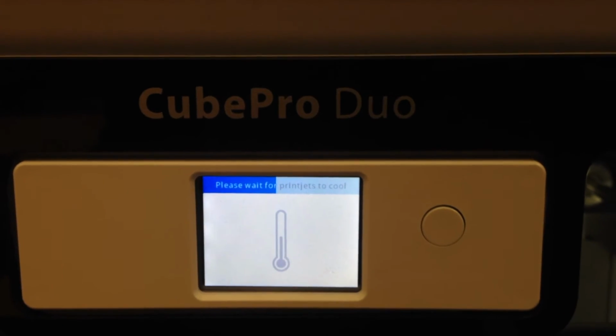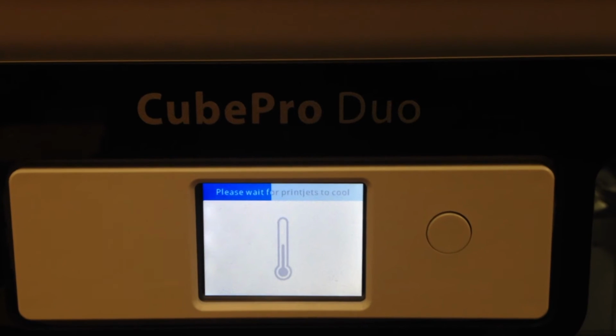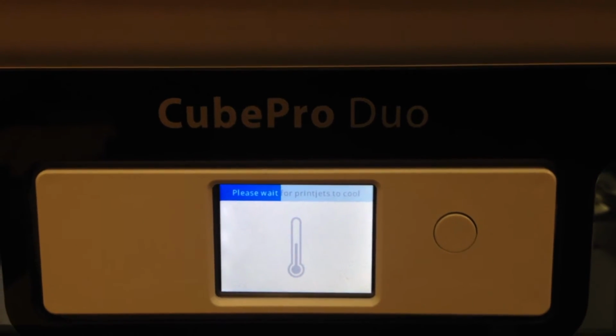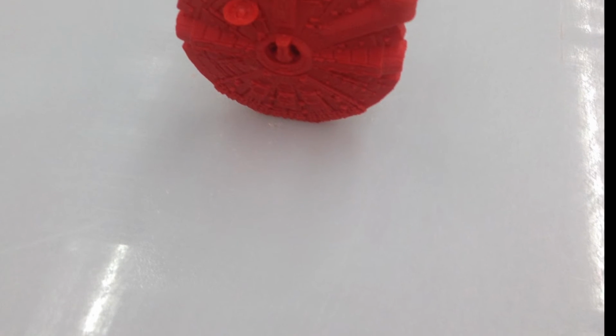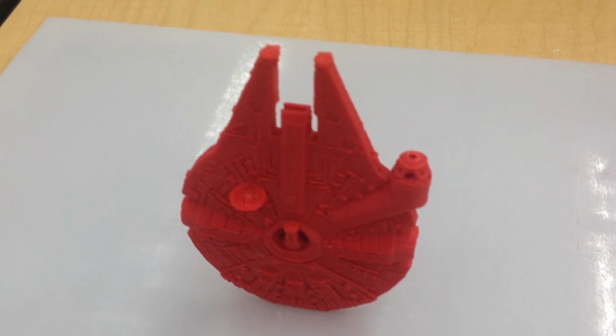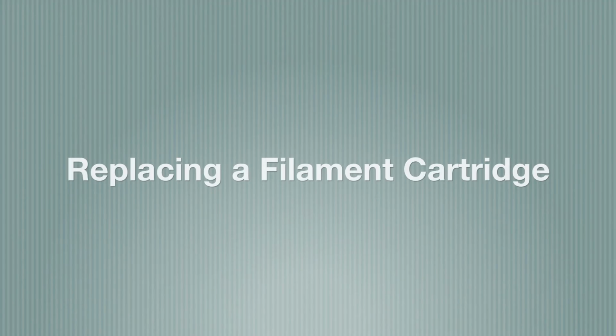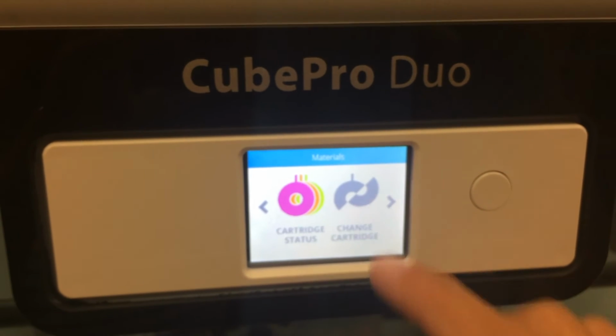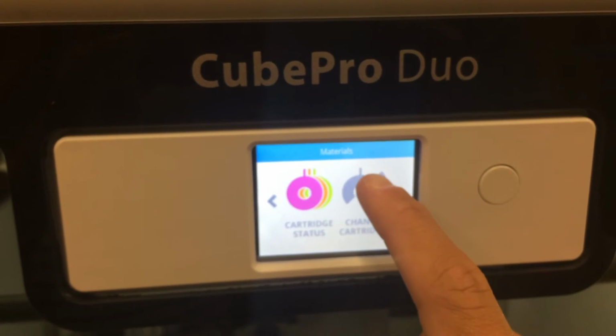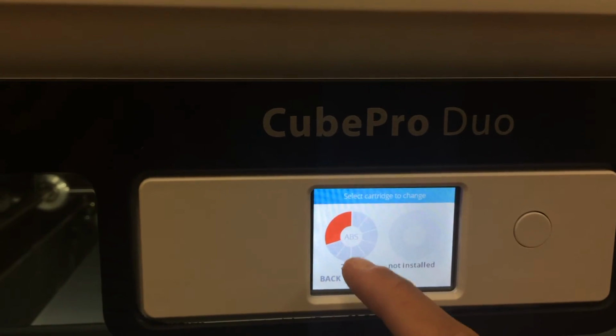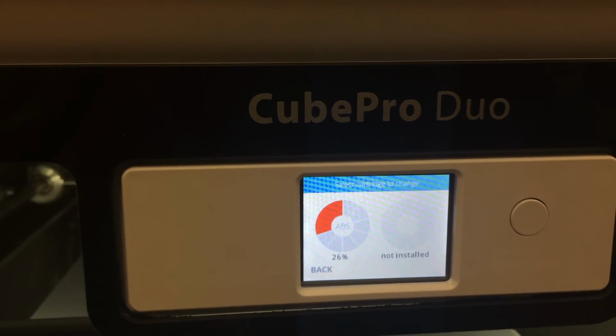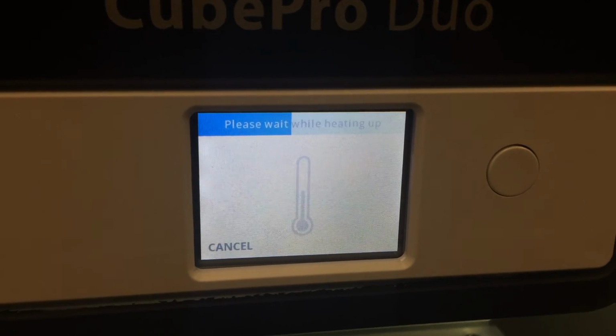When your object is finished printing, wait for the jets to cool before removing the plate. Remove the plate from the printer and gently pull your object off. Select the Setup menu, change cartridge, and select the filament you wish to change. Wait while the print jet heats up.